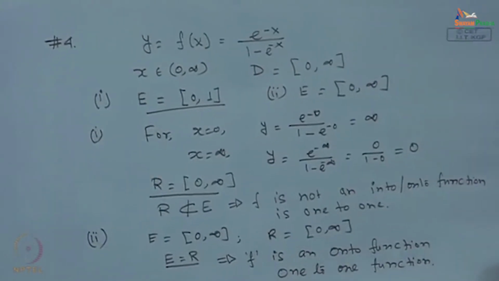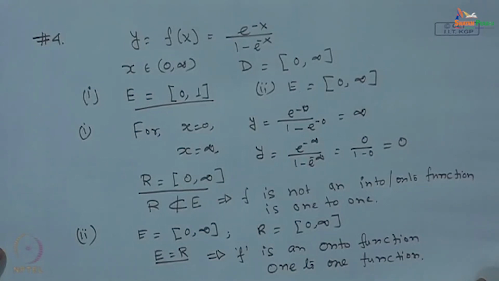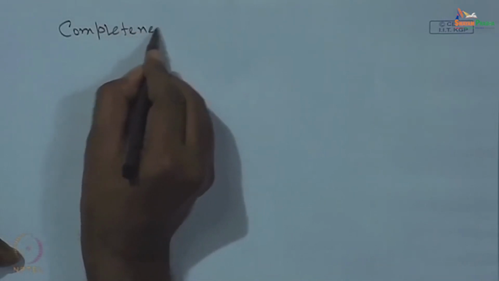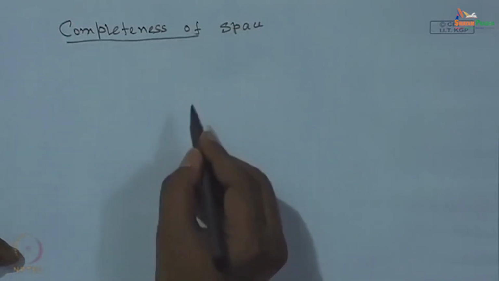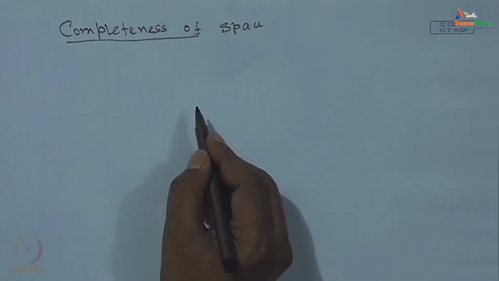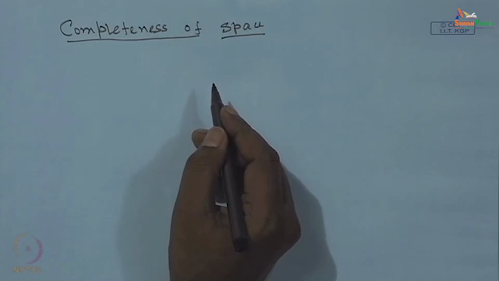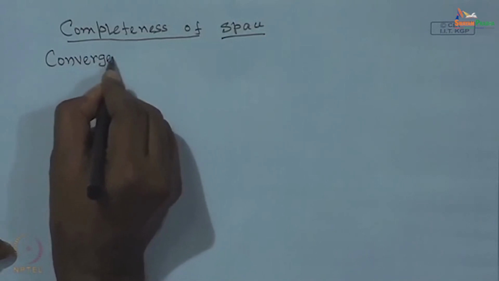Next, we talk about a very important concept, that is the completeness of space and convergence of a sequence, and the basic definition of convergence. Let us try to understand what is meant by convergence. That has something to do with the completeness of space, and it gives us an idea of the convergence criteria of a sequence. Let us first talk about the definition of convergence.